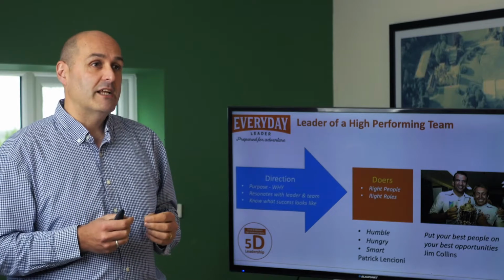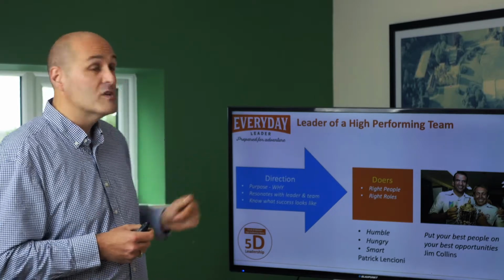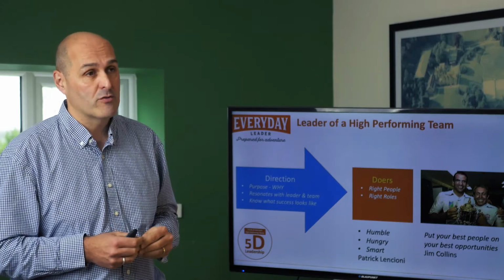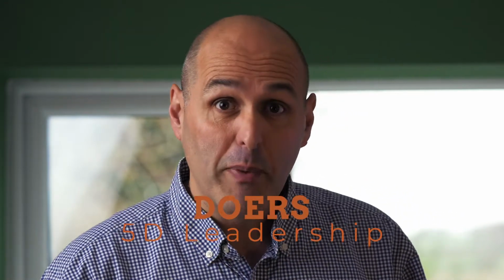So with 5D leadership, if you remember, our first one was to know the direction that you're heading in and have a real clear purpose and reason why. Our second one is to have doers. And doers is about having the right people in the right roles working for you. Patrick Lencioni, in one of his brilliant books, he talks about the right kind of people you want on board are those that are humble, hungry, and smart.